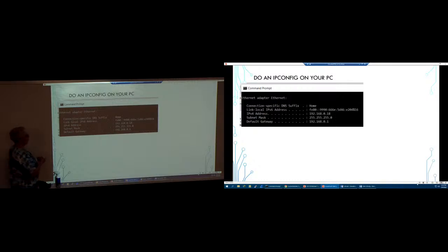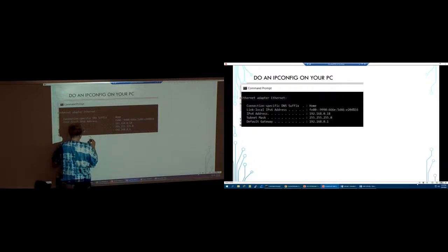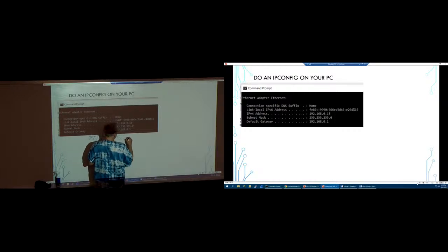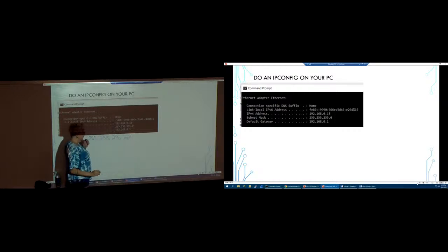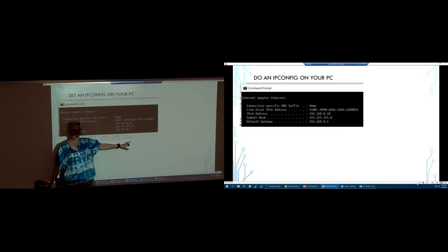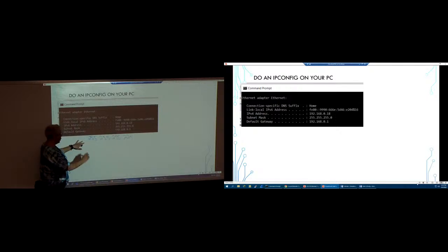Right? So if we do 255, 255, 255, 224, we can see that the last network bit falls in our fourth octet. We know how to write 255. That one's nice and easy, right?